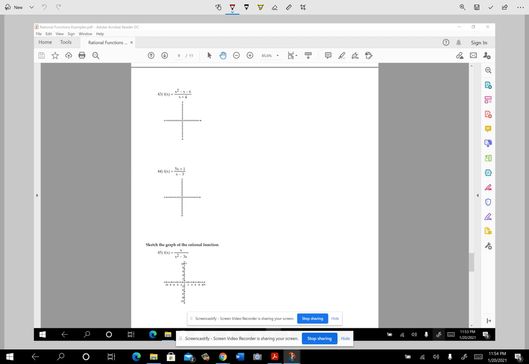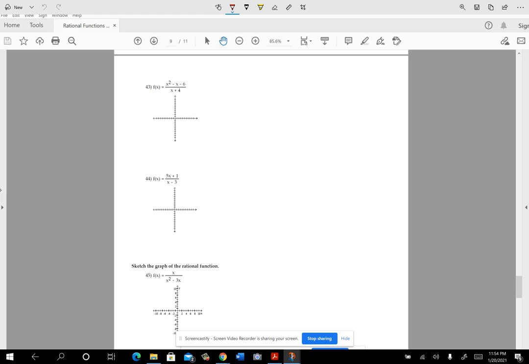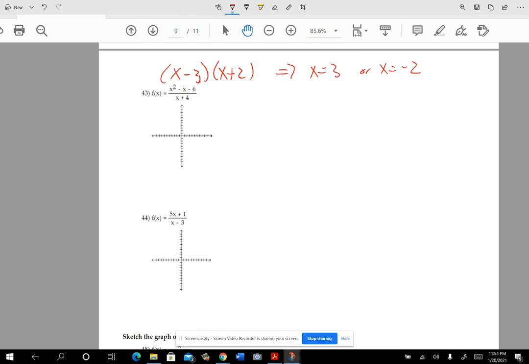Okay, so on this one, I would factor the numerator, (x minus 3)(x plus 2). That implies it's going to equal 0 when x equals 3 or x equals negative 2. So that's where it's going to cross the x-axis, at negative 2 and 3. The denominator would equal 0 when x equals negative 4. So that's going to wind up being a vertical asymptote.